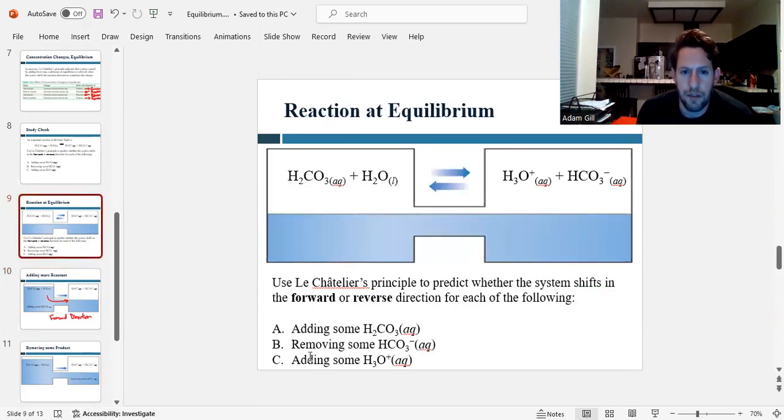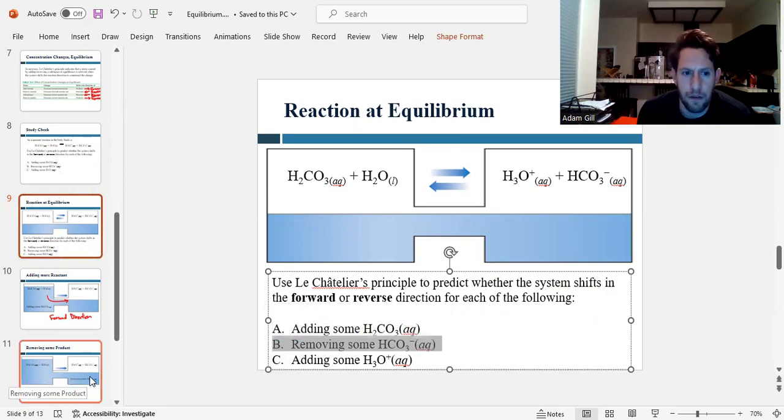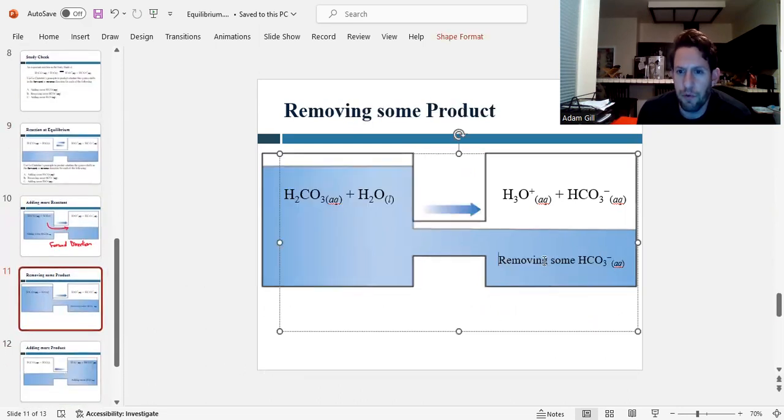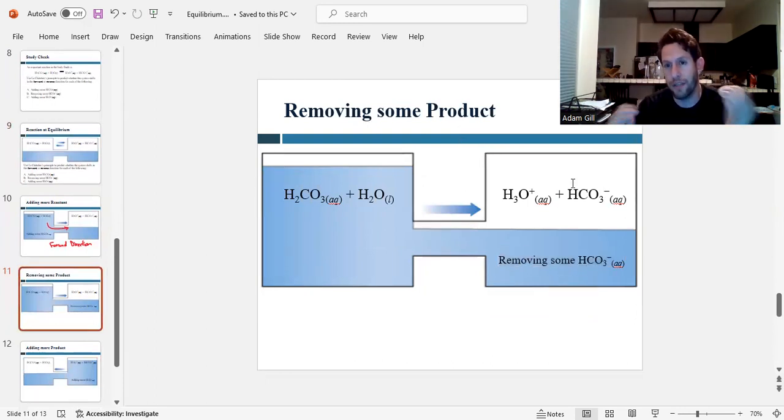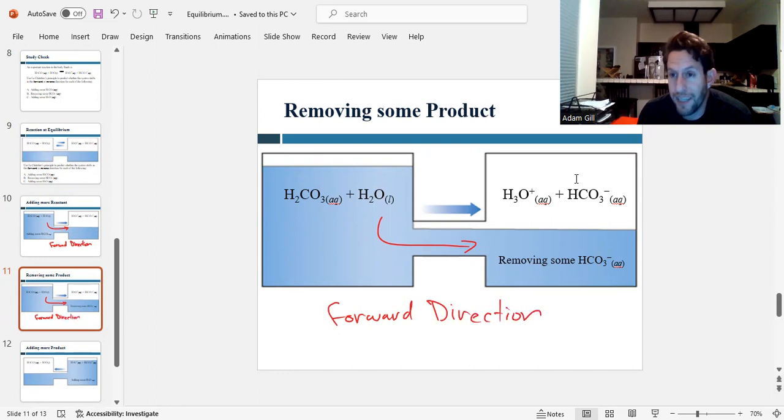All right. So what if we remove some HCO3 minus? Well, if we remove HCO3 minus, that's a product. So that's like draining one of the water tanks. And so the reaction will proceed in the forward direction in order to replace the lost HCO3 minus. So if you remove this, the reactants will create more of it to reestablish equilibrium.